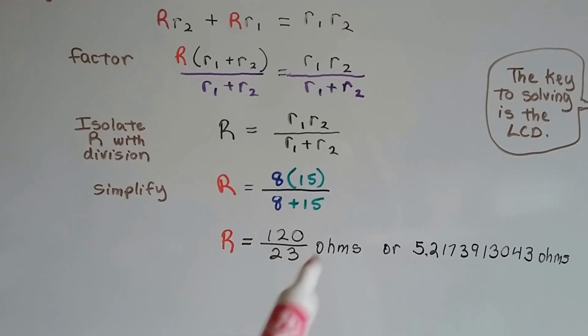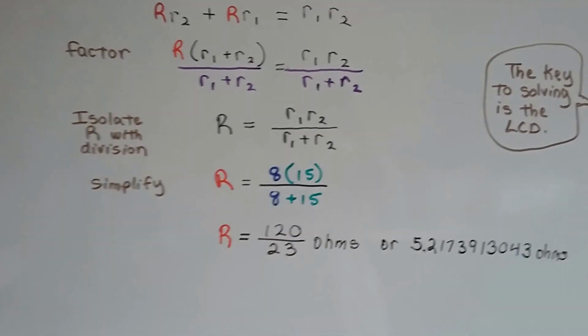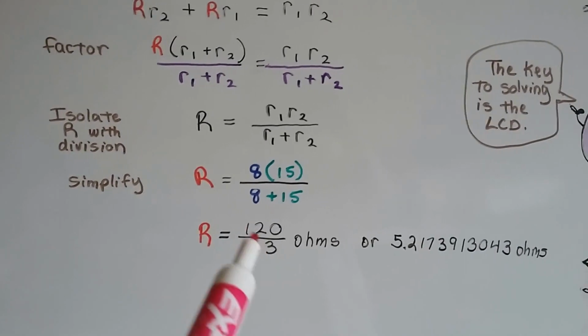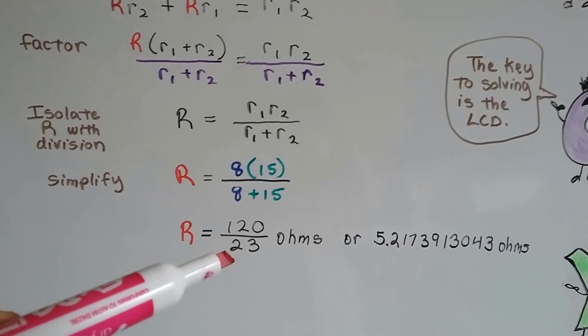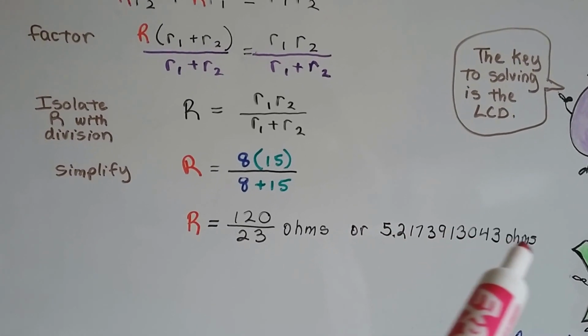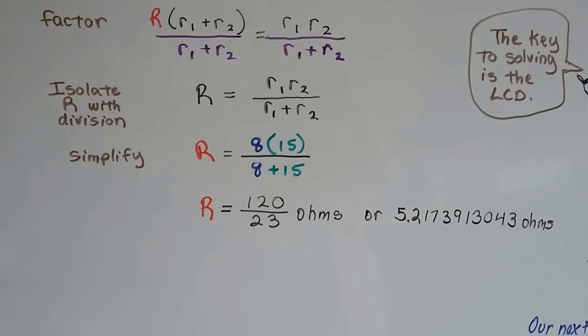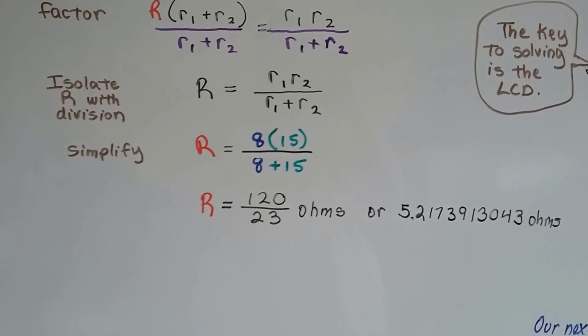And we can actually leave it like this. We don't need to go any farther. That's acceptable as an answer. If you did continue and do 120 divided by 23, you get this really long decimal that doesn't make any sense to have to write or anything. So just leave it like a fraction, okay?